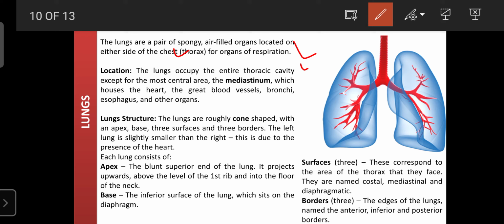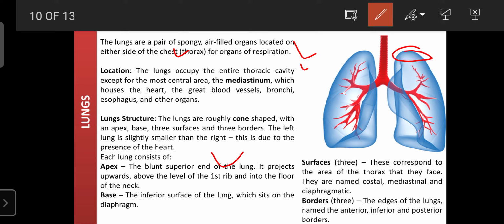Each lung mainly consists of the apex. The apex is the blunt superior end of the lung. It projects upward above the level of the first rib into the floor of the neck.